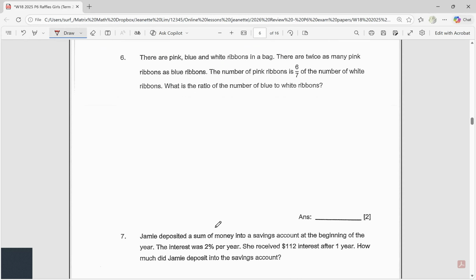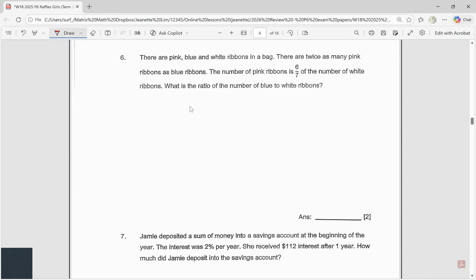Okay, then question 6. There are pink, blue, and white ribbons in the bag. There are twice as many pink ribbons as blue ribbons. The number of pink ribbons is 6/7 the number of white ribbons. What is the ratio of blue to white ribbons?